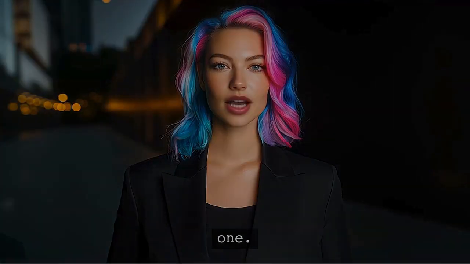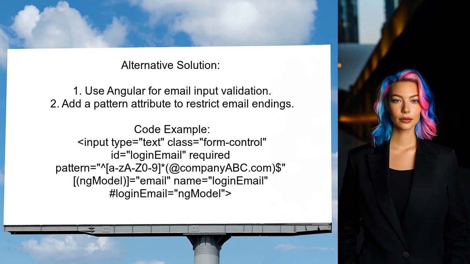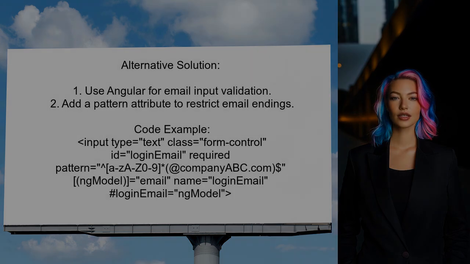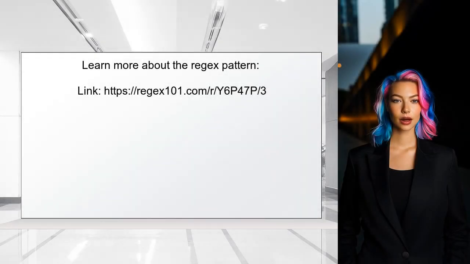Let's explore another one. One user suggests a solution for restricting email signups in AWS Cognito using Angular. They recommend adding a pattern attribute to the email input field. This pattern ensures that only email addresses ending with companyabc.com are accepted. For more details on the regex pattern used, you can visit the provided link.